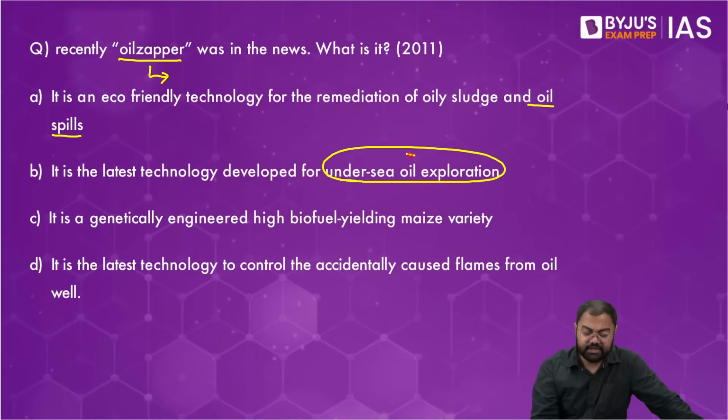It is not related to exploration. It is for the decomposition process, right? For the bioremediation process. So B cannot be correct. It is a genetically engineered high biofuel yielding maize variety.